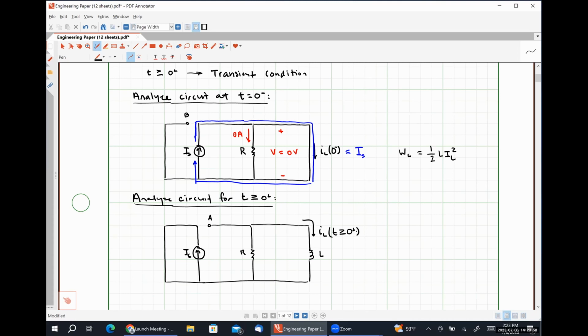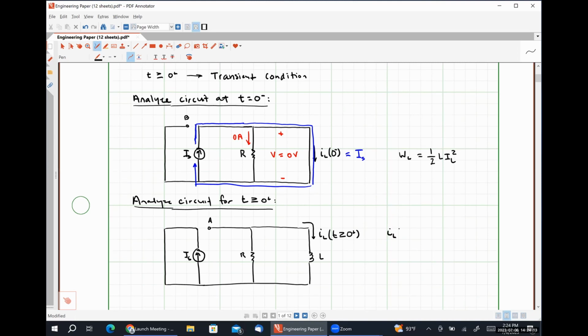Now, one of the things that we learned about inductors is that the current flowing through an inductor cannot change abruptly. So what that means is that the current iL at t equals zero plus must be equal to iL at zero minus, which would be IS in this case. So at the specific instant in time after the switch changed states, the current flowing through the inductor cannot have changed.